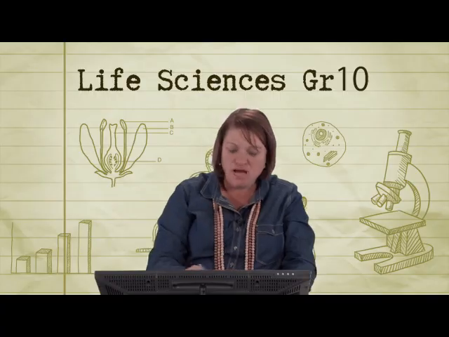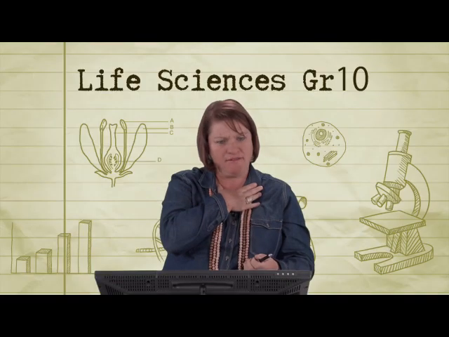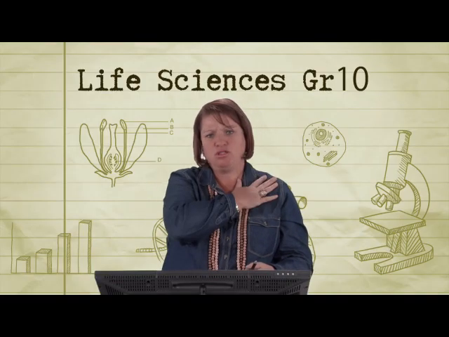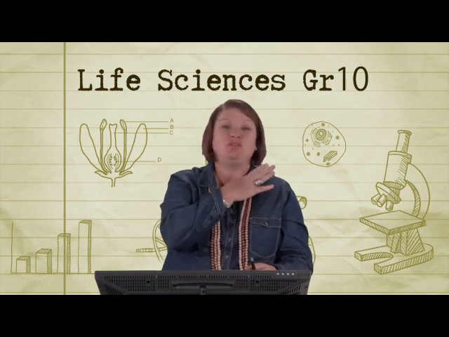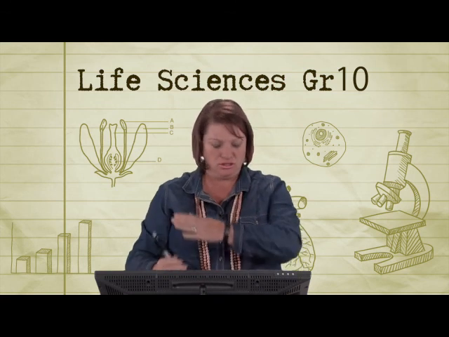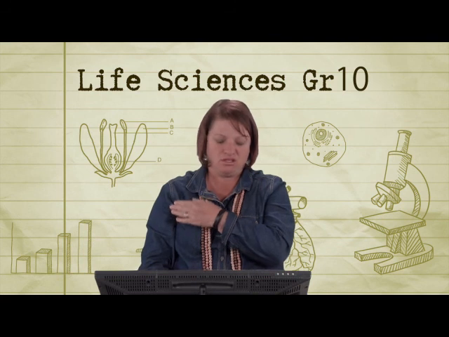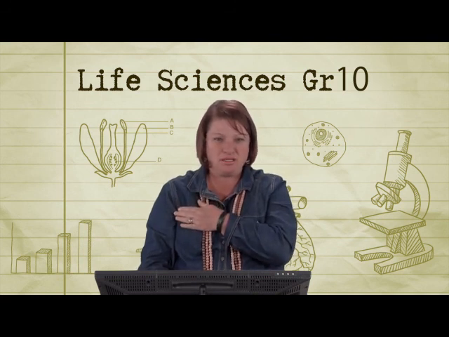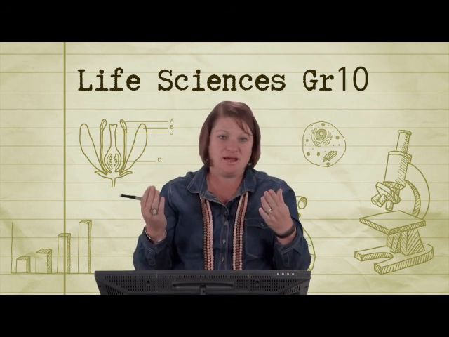Now it says, how do you think this condition can be corrected? Now I need you to think. It's over here, it's your clavicle. Am I going to put plaster of Paris over here? No. What do I need to do? The bone needs to heal. So what I need to do is keep my arm steady. Maybe I'm going to strap it so that I can't move it. While I can't move it, then I'm not going to hurt it.